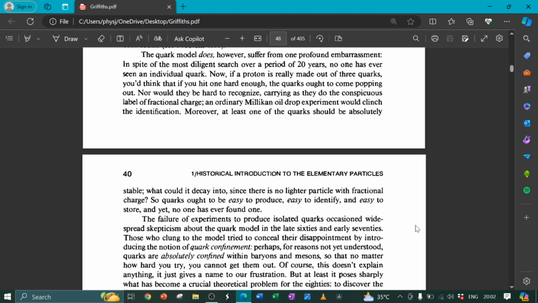Moreover, at least one of the quarks should be absolutely stable. What could it decay into, since there is no lighter particle with fractional charge? So, quarks ought to be easy to produce, easy to identify, and easy to store, and yet no one has ever found one.